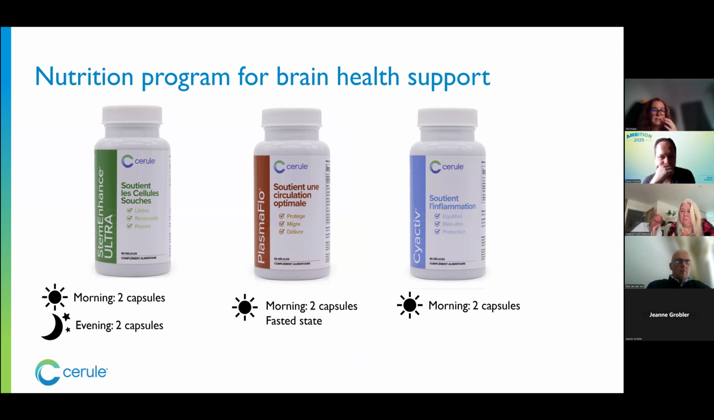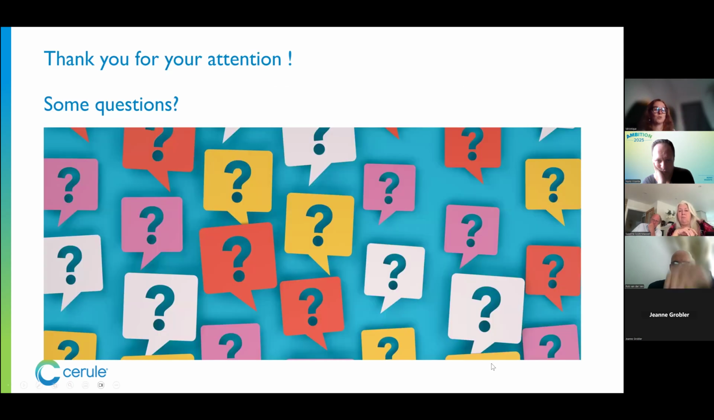regeneration and repair system. So the idea is to have 4 capsules of Steminence, so 2 capsules in the morning, 2 capsules in the evening for the repair system and the renewal of brain cells. An antioxidant supplementation to really decrease this oxidative stress with 2 capsules of Plasma Flow in fasted state, preferably in the morning, so outside meals, at least, and 2 capsules of Cyactive to really decrease this chronic inflammation. So that's the nutritional strategy to support brain health.